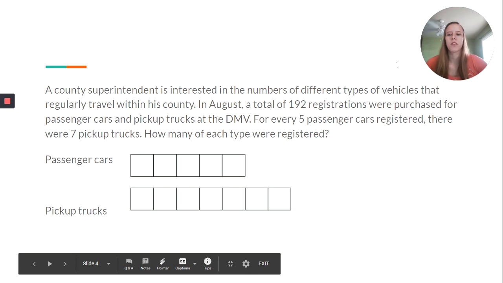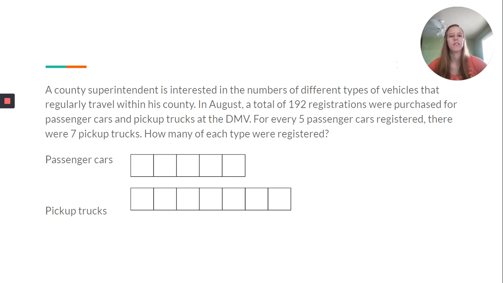A county superintendent is interested in the numbers of different types of vehicles that regularly travel within his county. In August, a total of 192 registrations were purchased for passenger cars and pickup trucks at the DMV. For every 5 passenger cars registered, there were 7 pickup trucks. And then we're looking to find how many of each type were registered. So our ratio is 5 to 7.